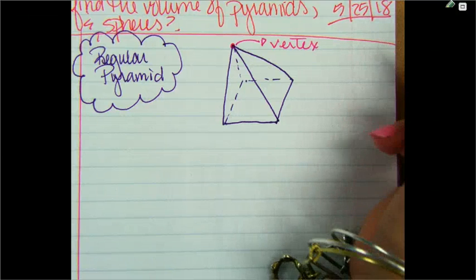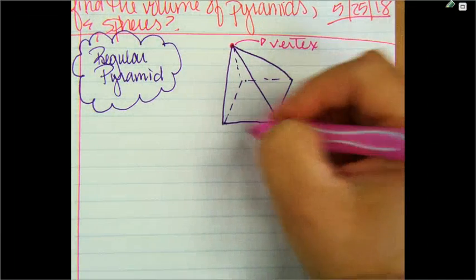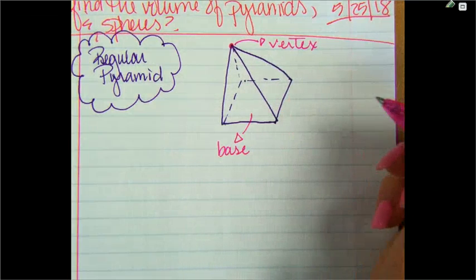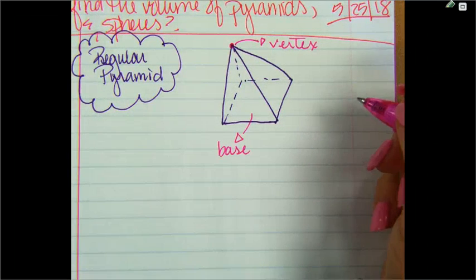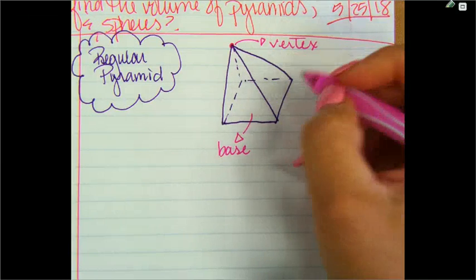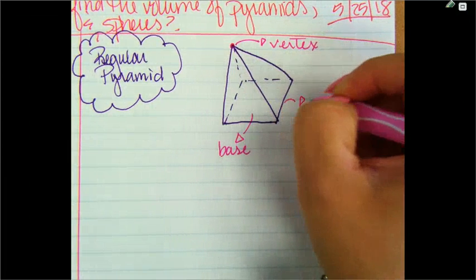At the top, you have your vertex. The vertex is the tip of the pyramid. At the bottom, you do have your base. Our base here is a square. So if the base is a square, what do you know about the triangle sides here? They're all congruent, right? Pretty much they are all the same triangles. Here is the base edge.